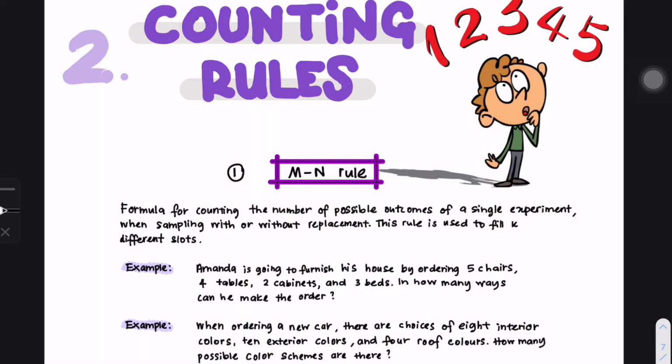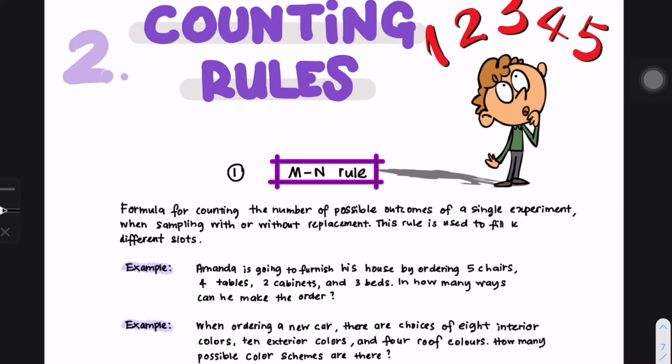So we are now in week 10 and we're still in chapter 4, which is the introduction to probability. Before this, we have learned about the definition of probability, a few concepts and also the terminologies about probabilities. Today we want to continue with a new subtopic, which is the counting rule. Under counting rule, we will see a few methods on how to find the possible outcomes of an experiment.